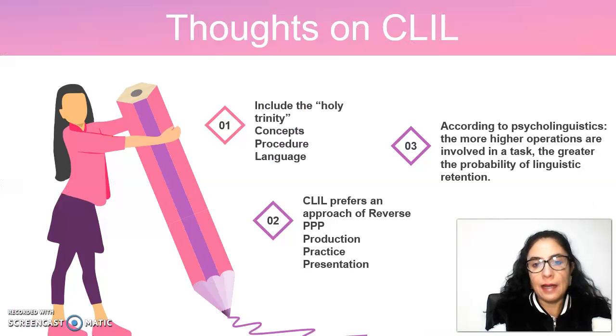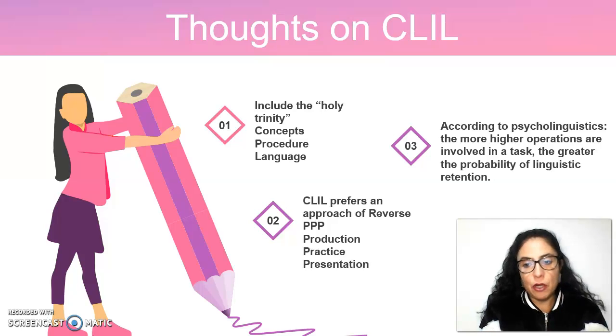Some thoughts on CLIL that I would like to include in this presentation are the Holy Trinity: concepts, procedure, and language. CLIL prefers an approach of reverse PPP, which is production, practice, and presentation, as opposed to the presentation, practice, production approach. And number 3, according to psycholinguistics, the more higher operations are involved in a task, the greater the probability of linguistic retention. So these are some important thoughts that I would like to consider for CLIL.